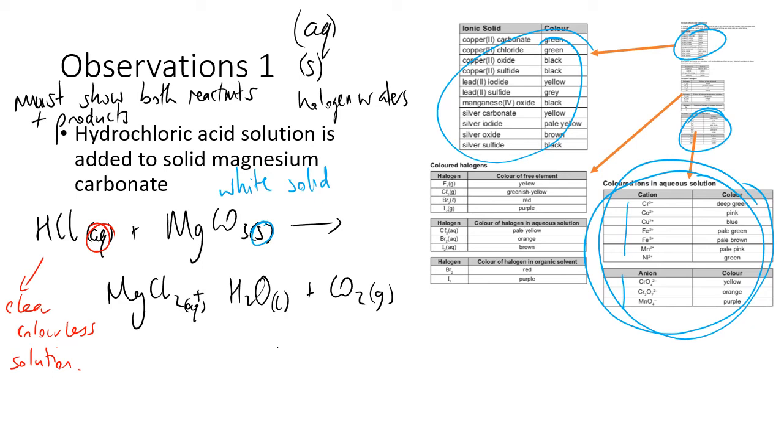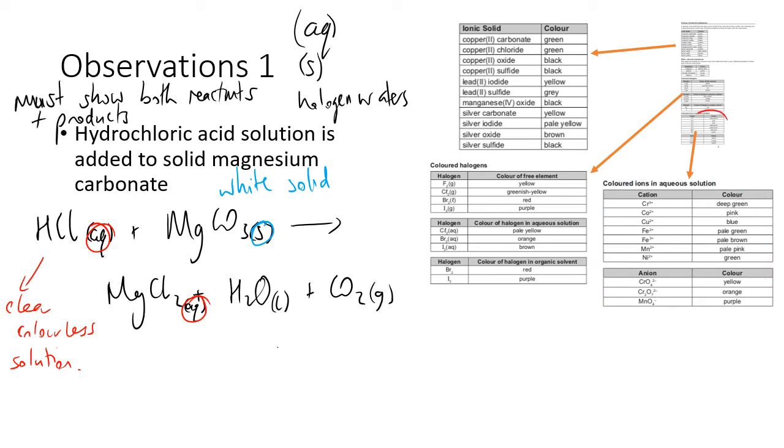Okay? So a clear colorless solution is added to a white solid to form, so now we go back to the products. This is an aqueous. Remember aqueous, where do we look? We look at this portion down here, here and here. And we see that magnesium is not there, nor is chlorine. So this is a clear colorless solution.